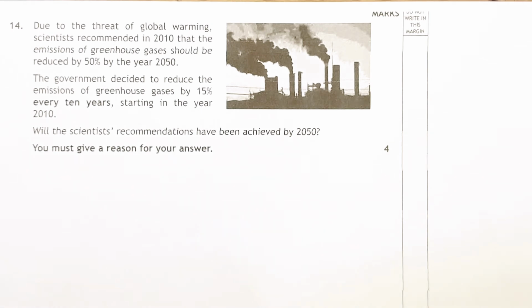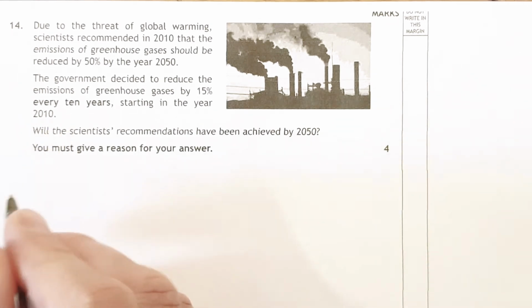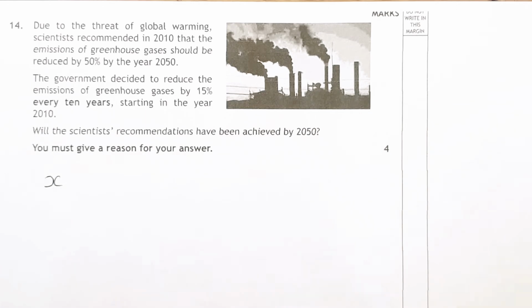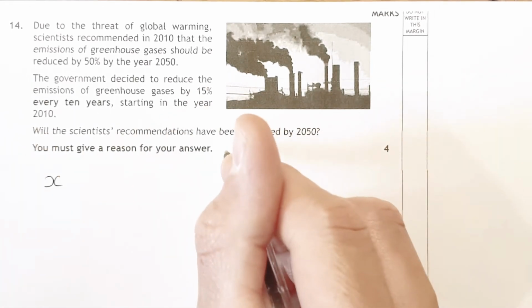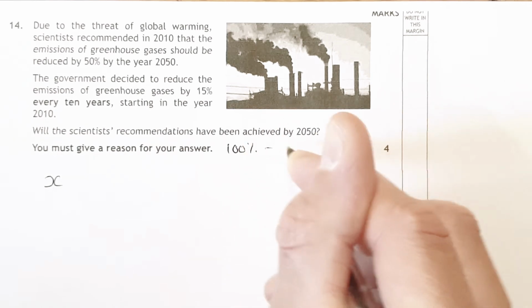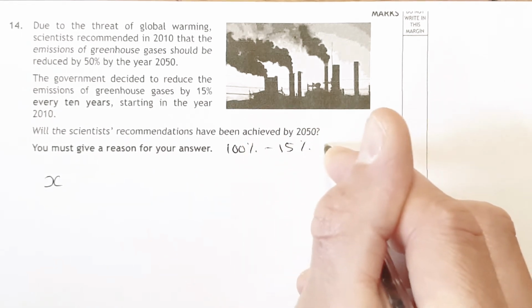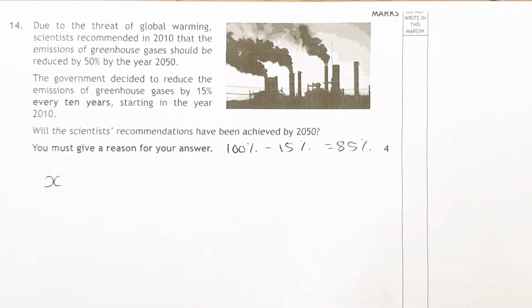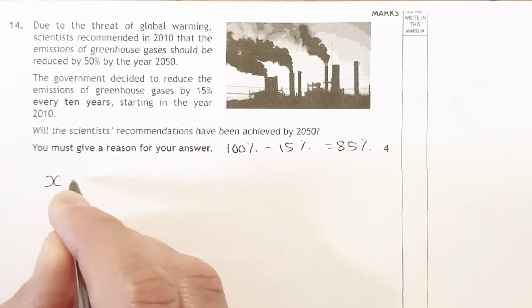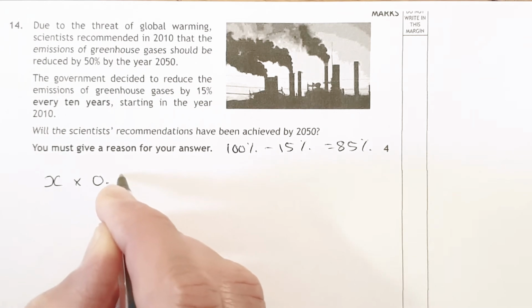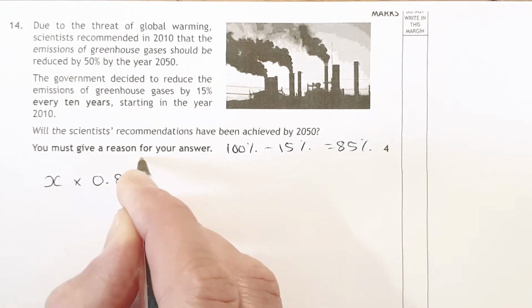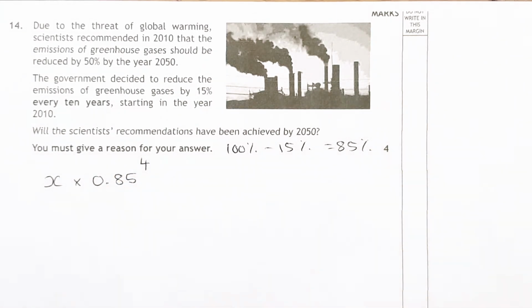Now it doesn't actually tell us what the current greenhouse emissions actually are, so we're just going to use x to represent that. Now if we're going down by 15% each year, that is 100% subtract 15% is 85%, so we're going to use 0.85 as our decimal. So we're going to multiply the original amount by 0.85, so 15% reduction per year, and it's over 4 decades, so it's to the power of 4.